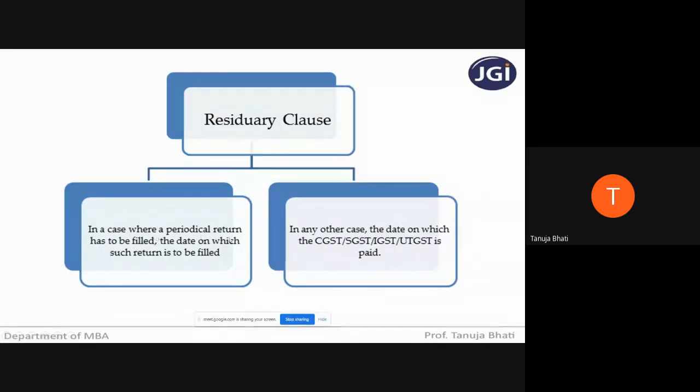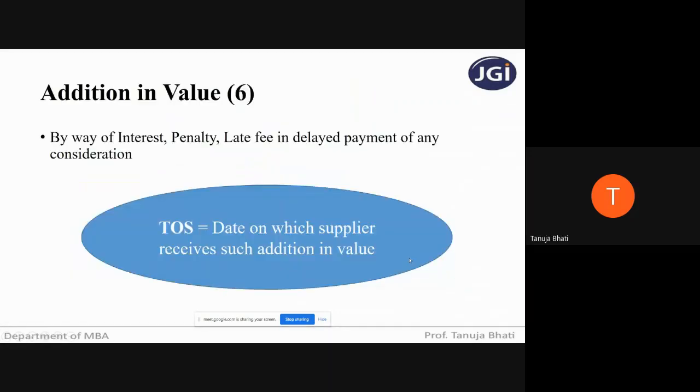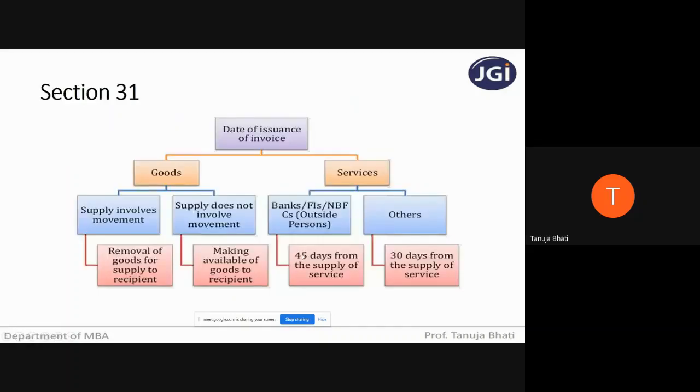In case where a periodical return has to be filed, the date on which such return is to be filed, or in all other cases, the date on which the GST payment is made, that is CGST, SGST, IGST, UTGST payment is made. Next, addition in value: the time of supply in case of addition in value will be the date on which the supplier receives such addition in value, just the addition in value and not the normal consideration.